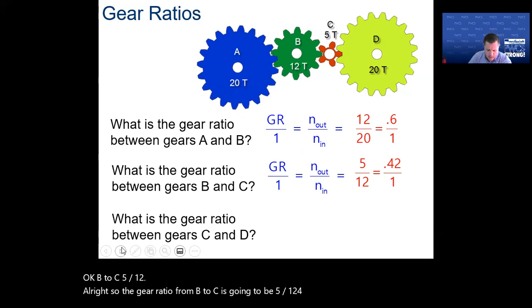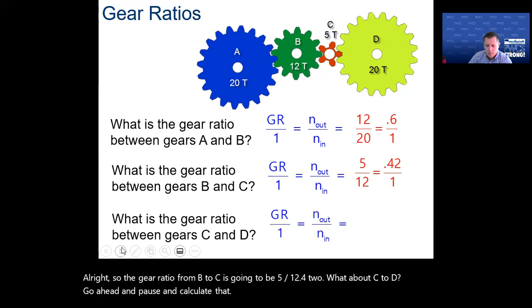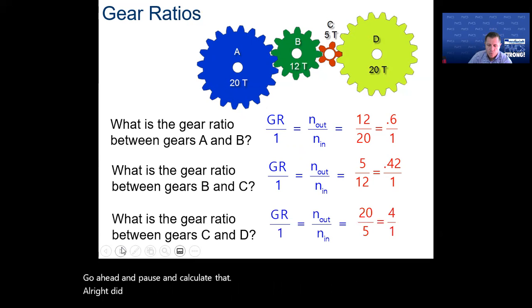What about C to D? Go ahead and pause and calculate that. All right, did you get 20 over 5 or 4? Okay, so there we go. So that's how you practice the gear ratios of one to the next to the next.